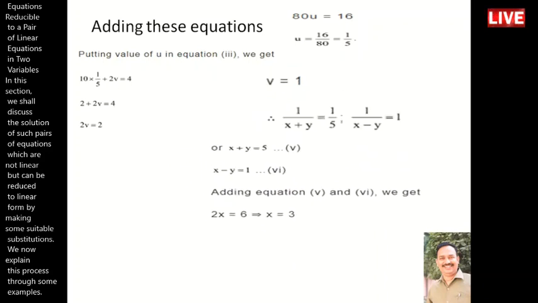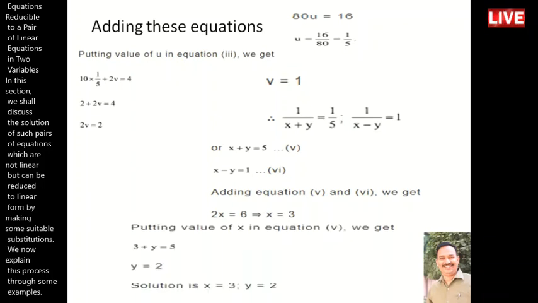So it gives us x plus y is equal to 5, x minus y is equal to 1. It is a pair of linear equations. You can solve it again by any of the methods. Let us use elimination method. When we add them, it gives us elimination of y, and it gives you 2x is equal to 6, that is x is equal to 3. When we put x is equal to 3 in any of the equations, suppose in equation 5, it gives us 3 plus y is equal to 5 and y is equal to 2. So the solution of this system of equations is x is equal to 3 and y is equal to 2.